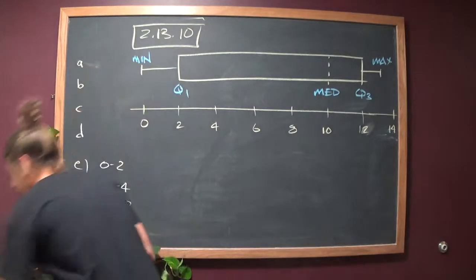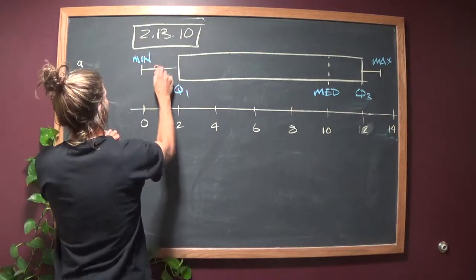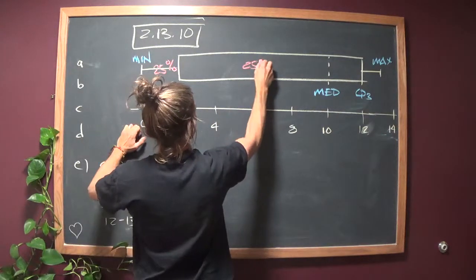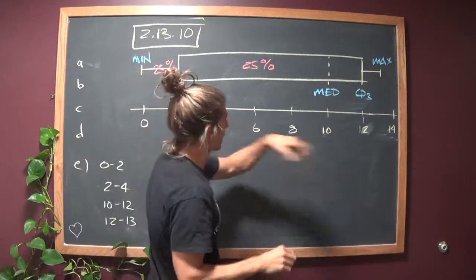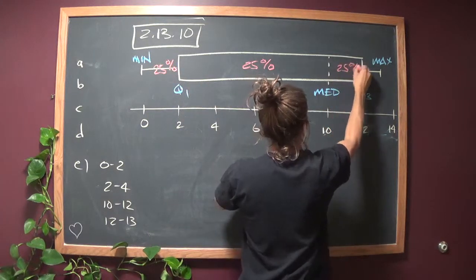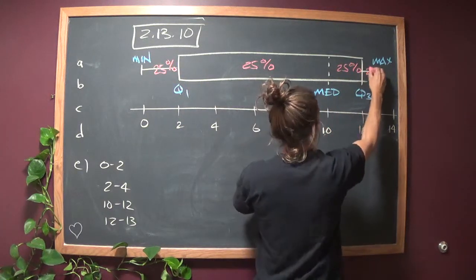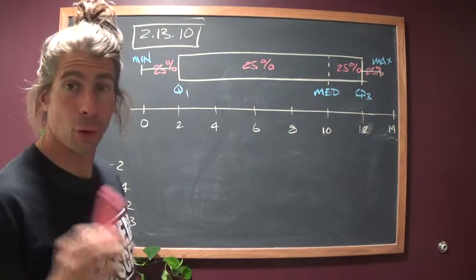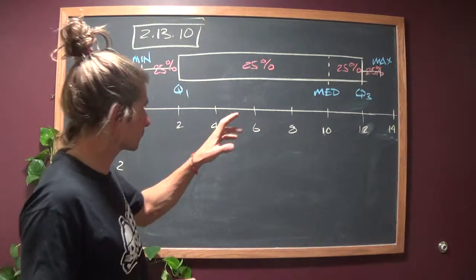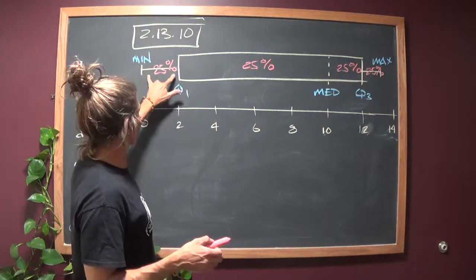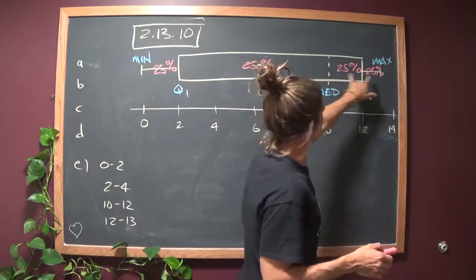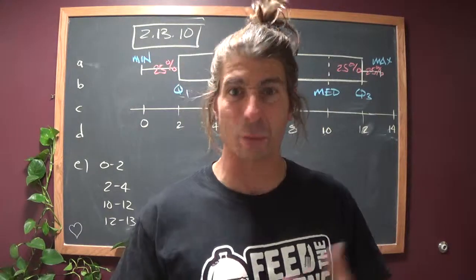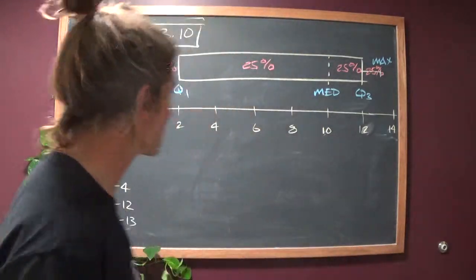So we know for a fact that 25% of the data lives between 0 and 2. 25% of the data lives between 2 and 10. 25% of the data lives between 10 and 12. And 25% of the data lives between 12 and 13, way out there on the tail. So you know for a fact that the same number of data points are here, here, here, and here. I don't know what those data points are, and I also don't know how many of them there are. I only have a relative frequency idea here, not a frequency idea.